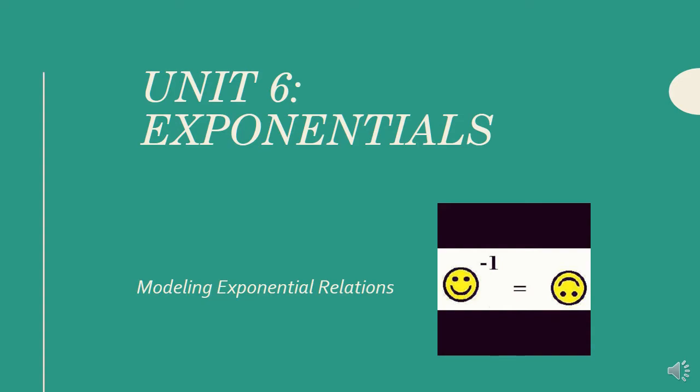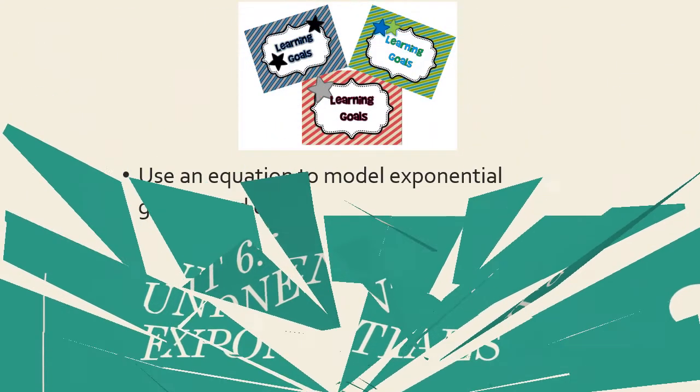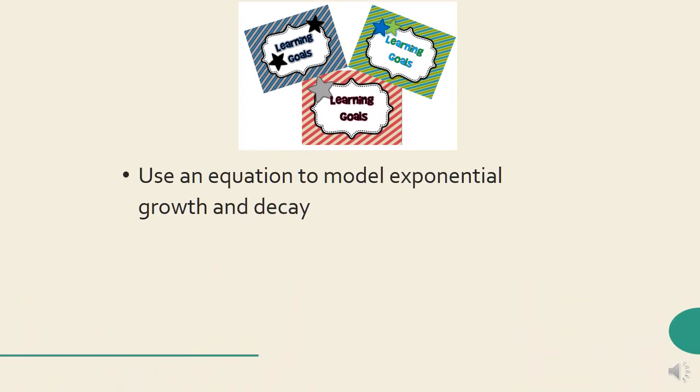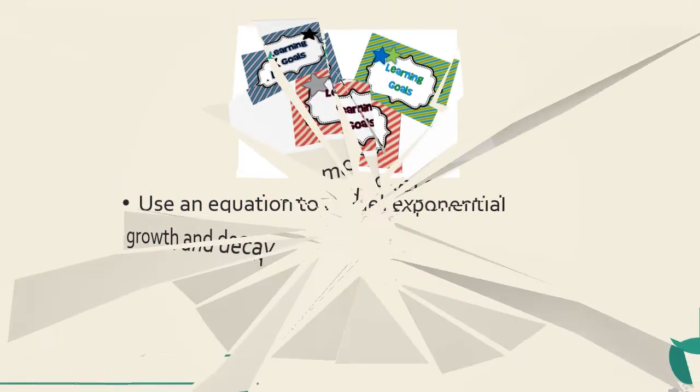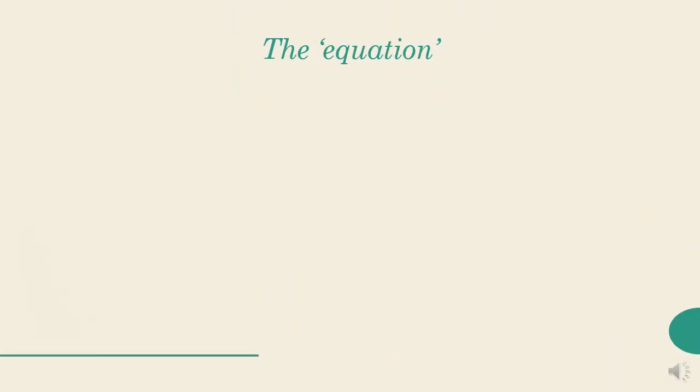So our learning goals: use an equation. I'm going to give you the equation to model exponential growth and decay. And this is the equation. This is going to make the basis for what we're going to do the rest of our equations off of. So the quote-unquote equation. And there's many different letters. They're just placeholders that you can use. This is just what I want to use.